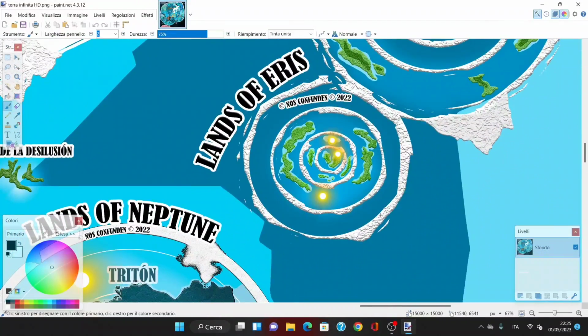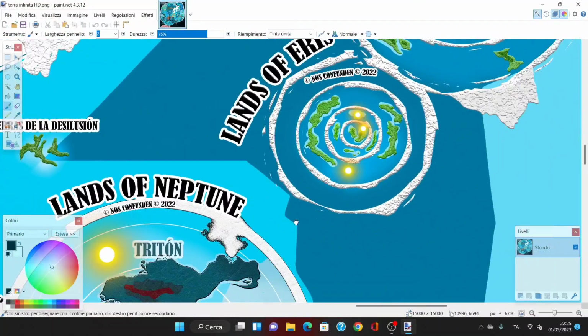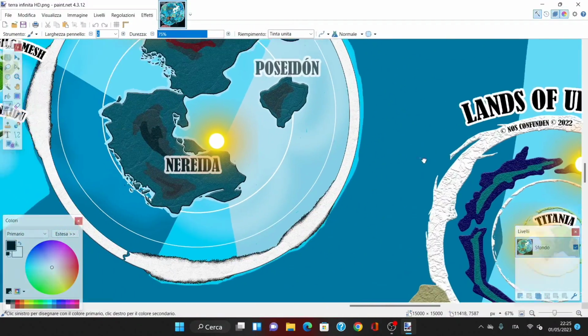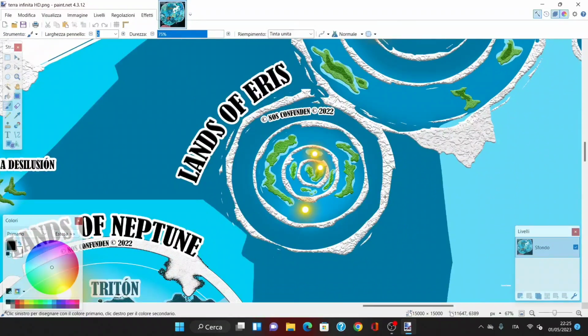So Eris is not traversable by boat or by ship or by any other way that includes water. The only parts of Eris which have water are the ones inside its 3rd ring. The ones inside the 4th ring are not traversable by boat. You will have to have some kind of wormhole or some kind of interstellar travel device to actually reach them. But let's get to what the actual lands of Eris are.